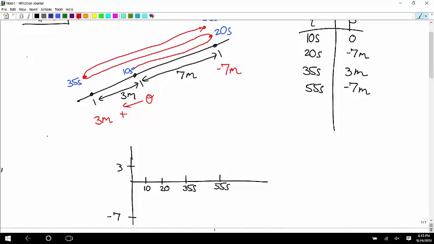And the points on the graph that we know, at 10 seconds, we're at 0 position. At 20 seconds, we're at negative 7. At 35 seconds, we're at positive 3. And at 55 seconds, we're back at negative 7. And so it looks like that. Any questions about that?